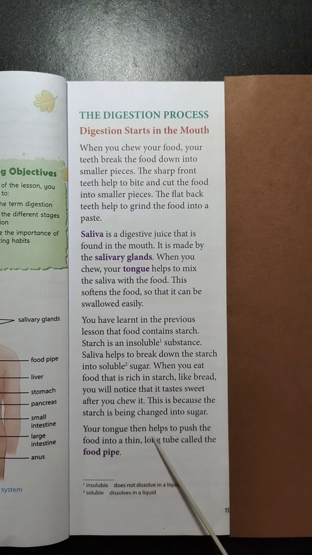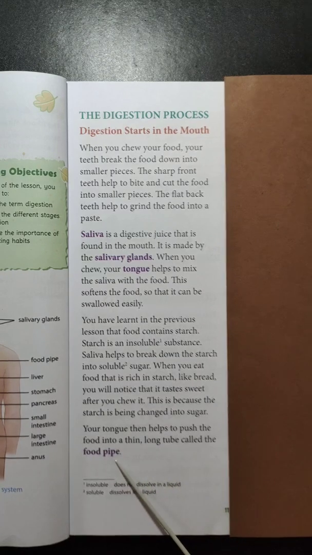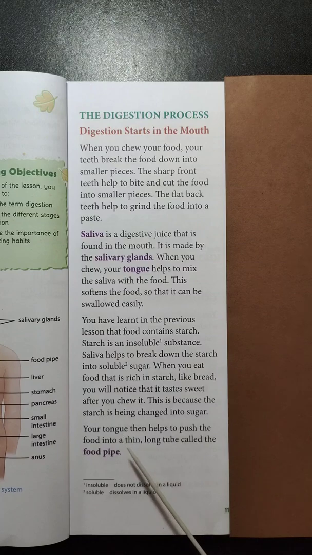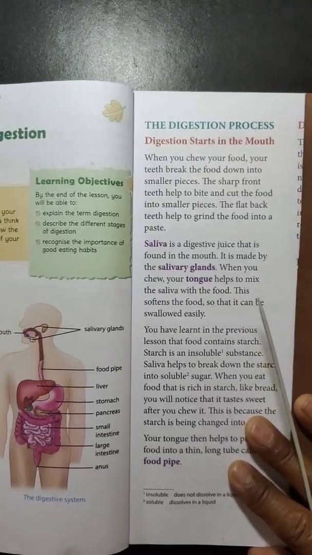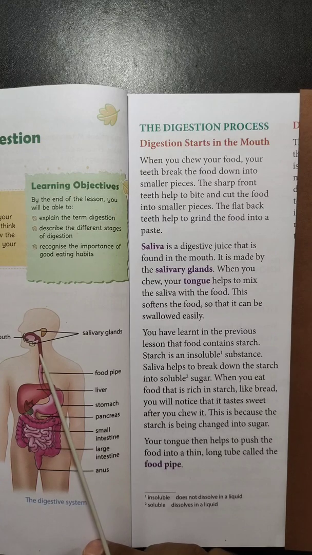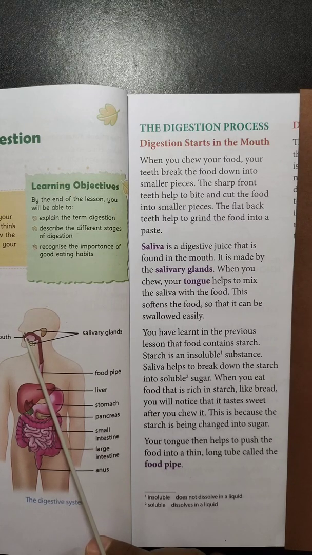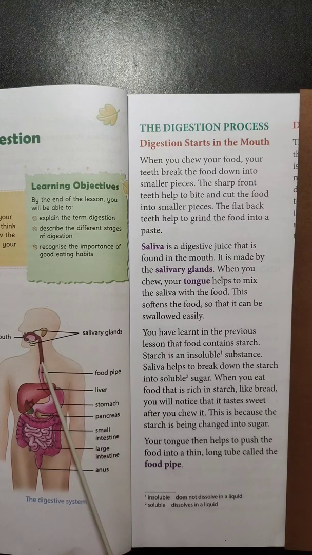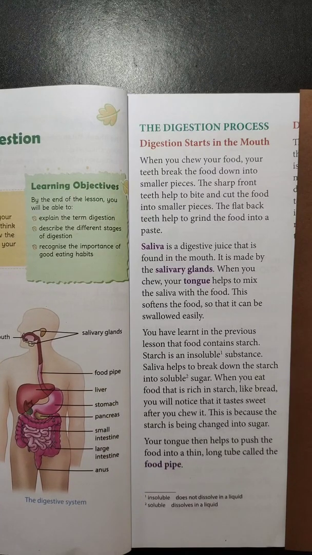Then your tongue helps to push the food into a thin long tube called the food pipe. Here you can have a look. So this is the food pipe, a thin long tube. The tongue will help the food to push back into this particular tube, which is called the food pipe.